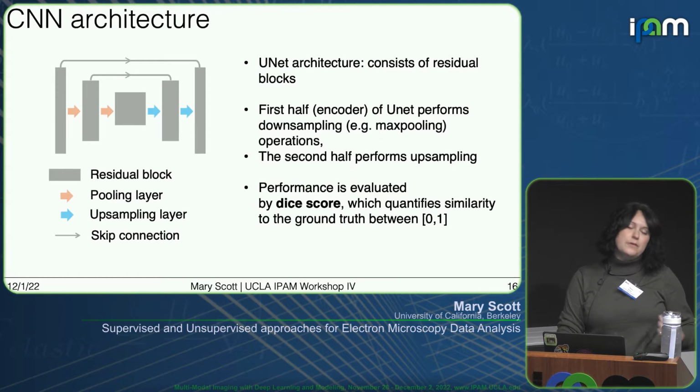And we're going to be using for this study a UNet architecture consisting of residual blocks, pooling layers, upsampling layers with skip connections. The first half, of course, performs downsampling via a max pooling operation, and the second half will perform our upsampling. And for this part of the talk, I'll just be evaluating performance using the DICE score.